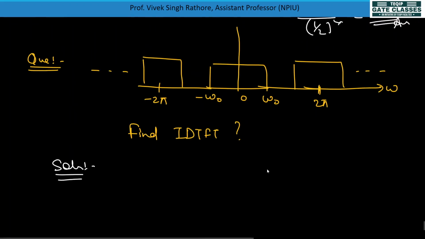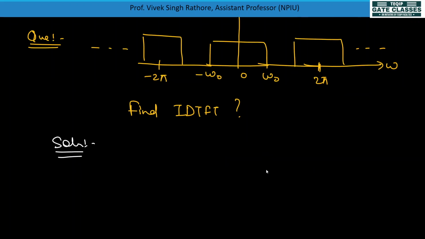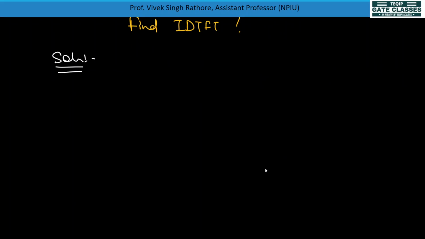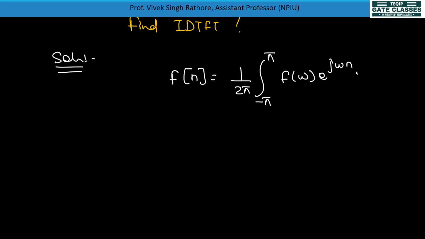So ultimately, how will you approach this? First pause the video, try it by yourself, and then see. As you know, for finding the IDTFT, the formula is f of n equals 1 by 2 pi. You need to calculate for only one period, that is minus pi to pi. F of omega e to the power j omega n d omega. This is the formula for finding the IDTFT value.